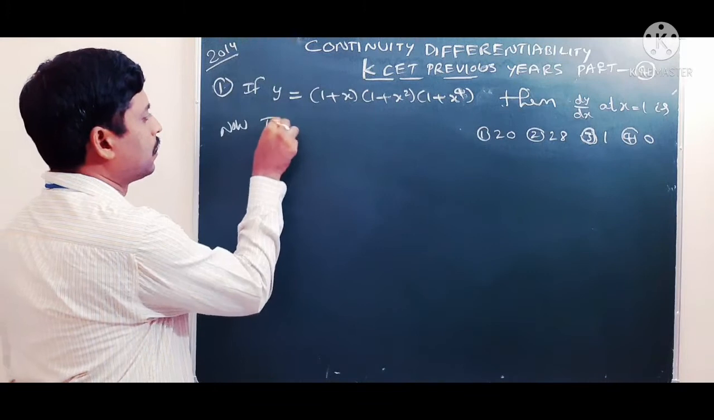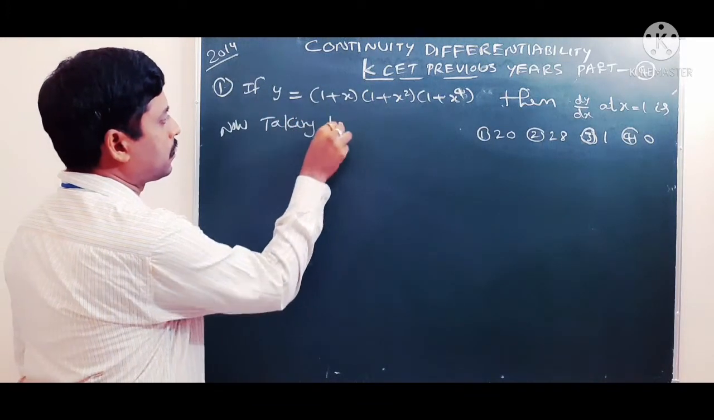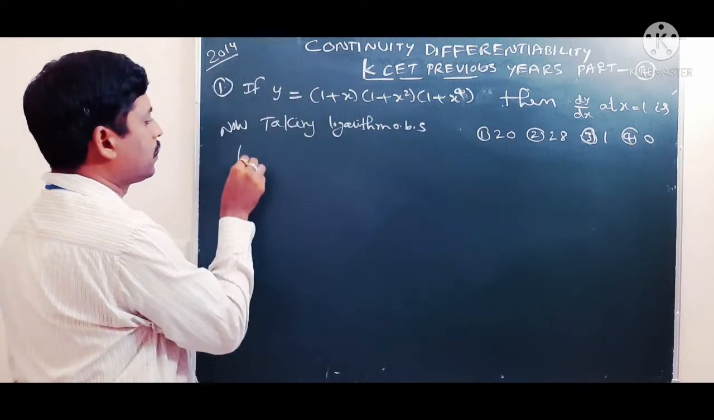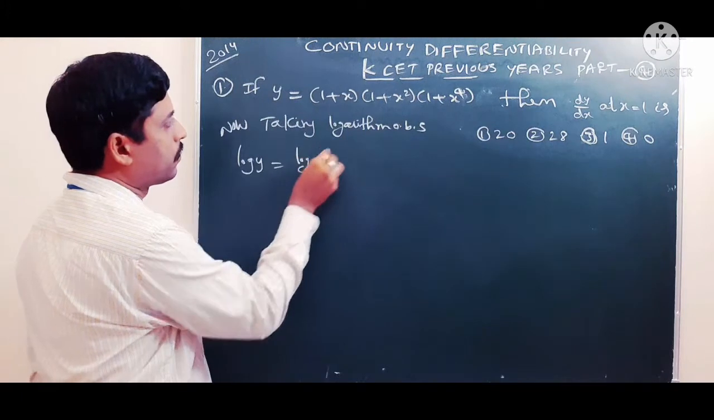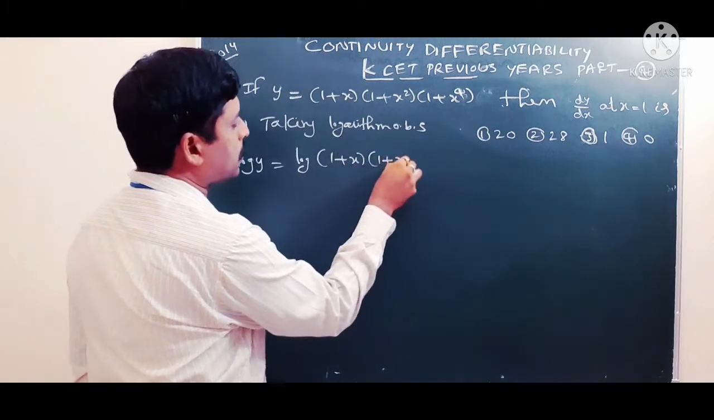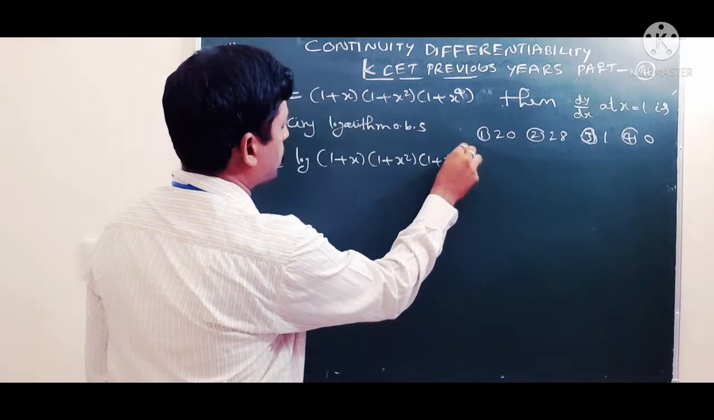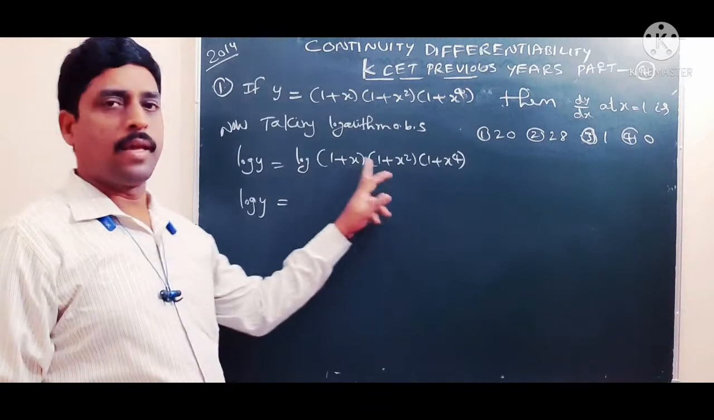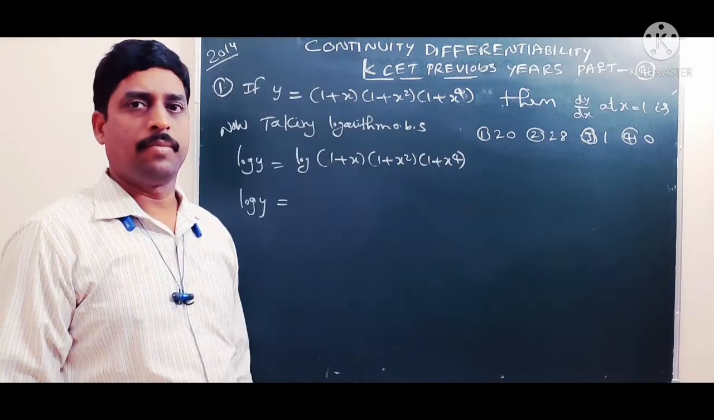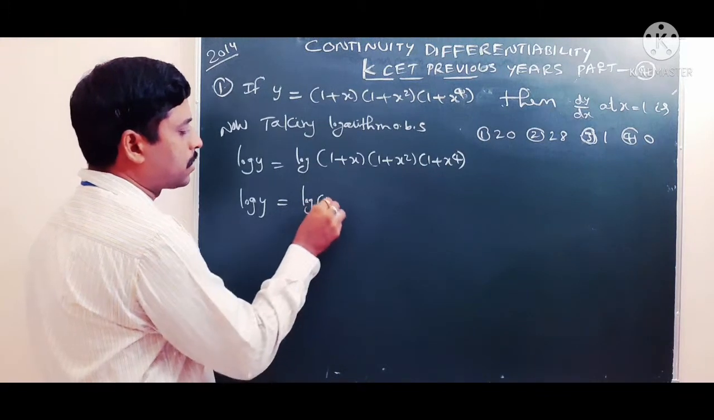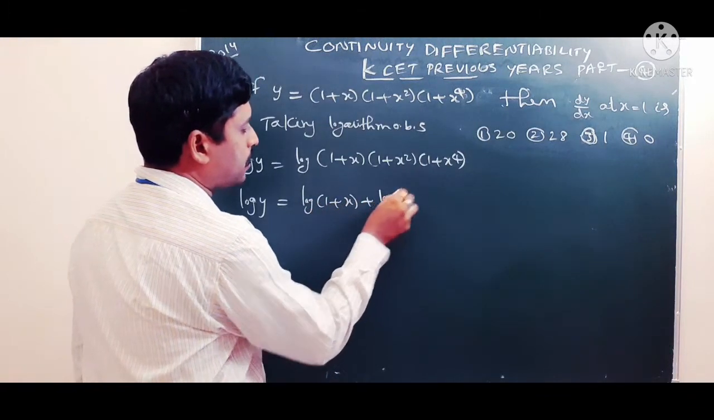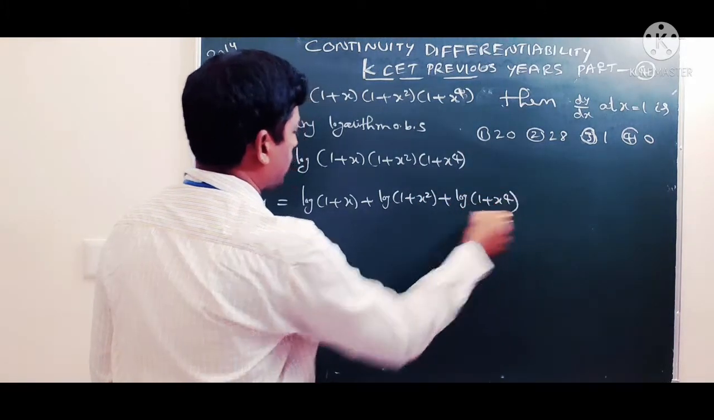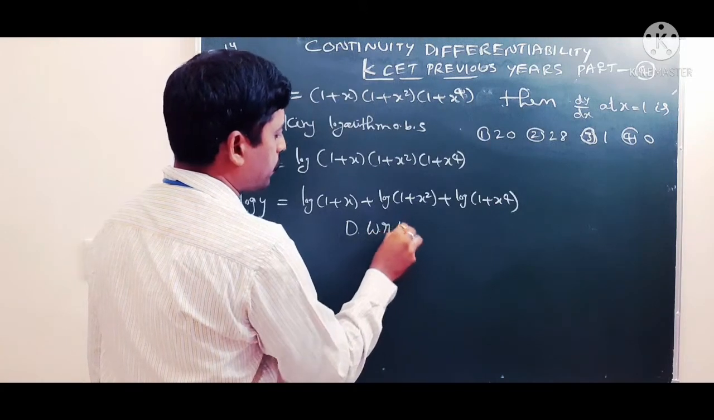So now, taking logarithm on both sides. So log y equal to log of (1 plus x) into (1 plus x square) into (1 plus x to the power 4). By the log ABC formula, log A plus log B plus log C, log y equals log of (1 plus x) plus log of (1 plus x square) plus log of (1 plus x to the power 4). Okay, now applying derivative on both sides.